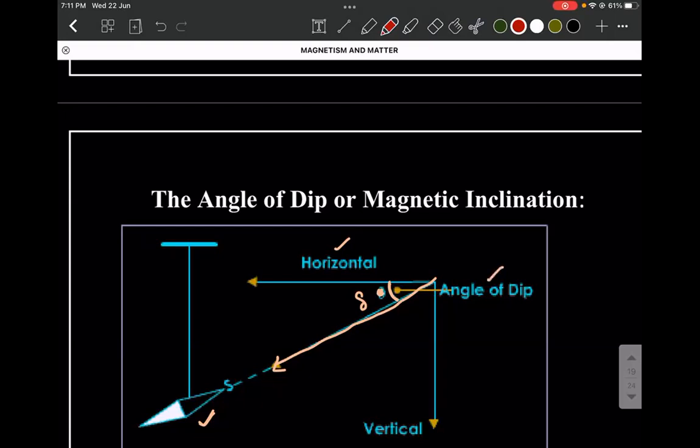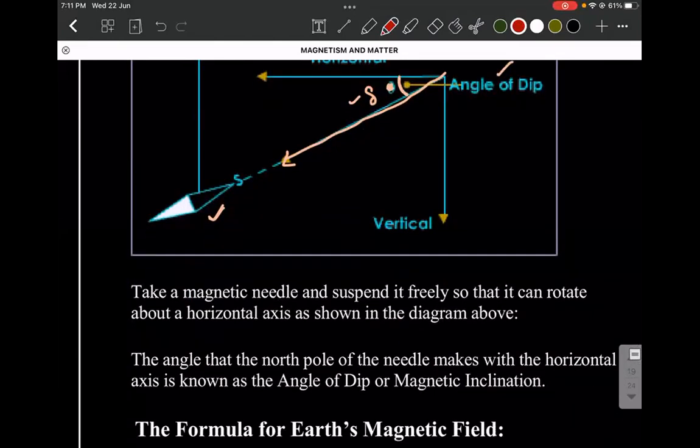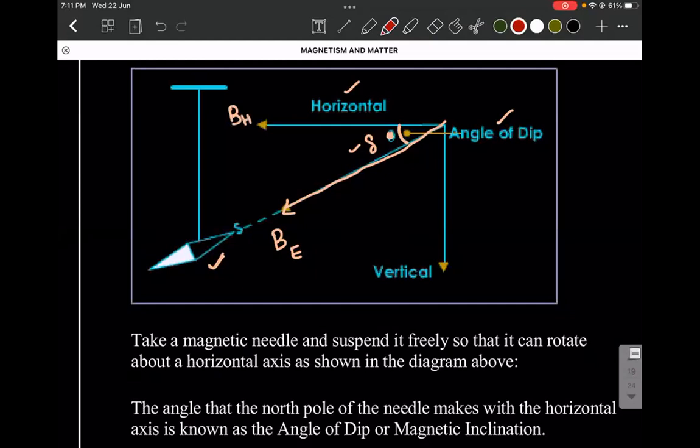Dip is because it is dipping in the vertical direction. That's why we call it the angle of dip. And this delta is a very, very important term. So how do you define the angle of dip? The angle of dip is defined as the angle between the Earth's magnetic field, represented with the symbol BE, and the horizontal component of the Earth's magnetic field.